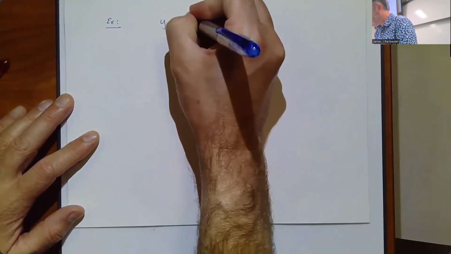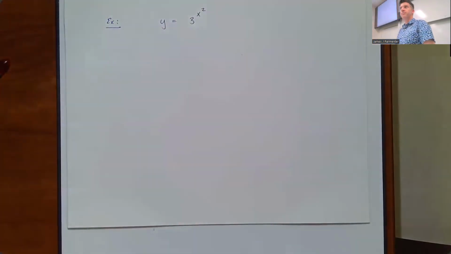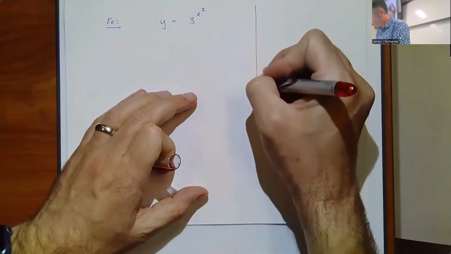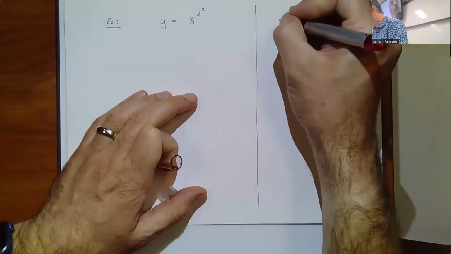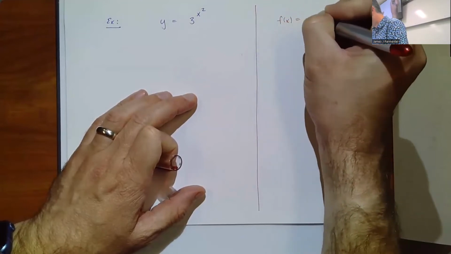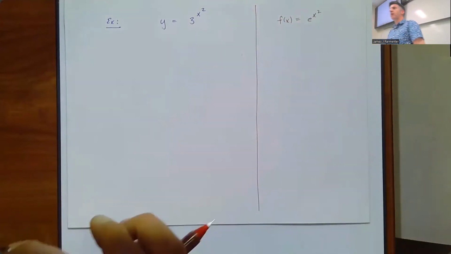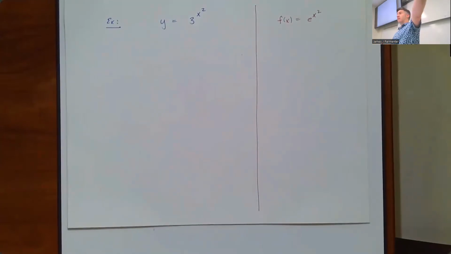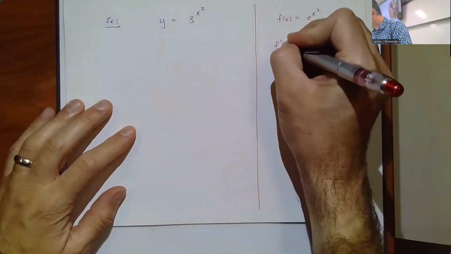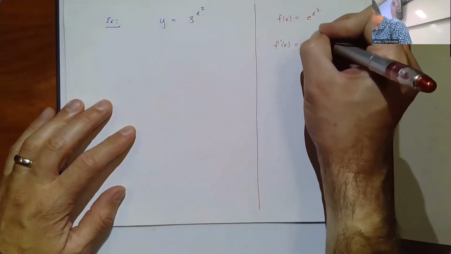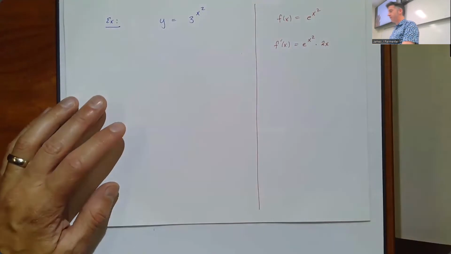So let's look at something like y equal to 3 to the x squared. And actually, before we do this one, let's do a different problem. Let's say we want to find the derivative of f of x equal to e to the x squared. Well, that one's not too terrible. The derivative of e to the x is e to the x, kind of the best derivative ever. The derivative of e to the stuff is e to the stuff times the derivative of the stuff.